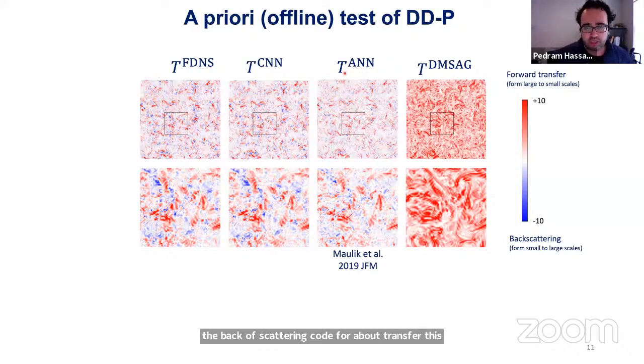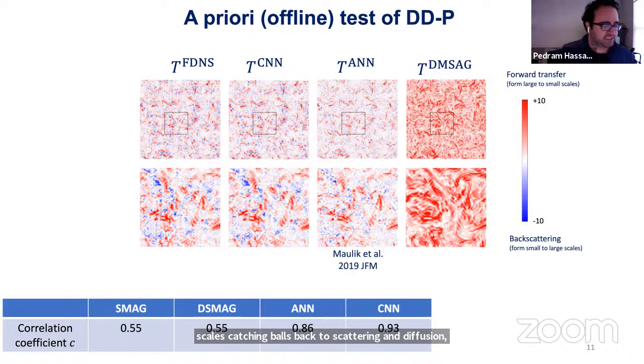This is also another neural network. This is just an MLP feed-forward network from another paper that had already been published in JFM. And you see that this one is local, so it basically looks at every grid point. This one also does a pretty good job if you look at the smallest scales, capturing both backscattering and diffusion.